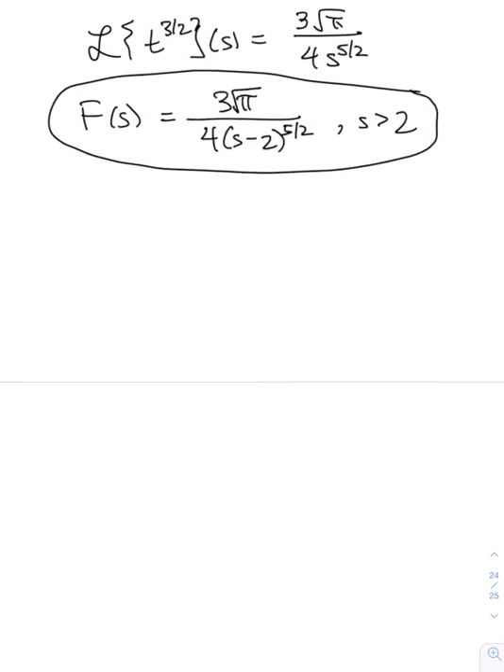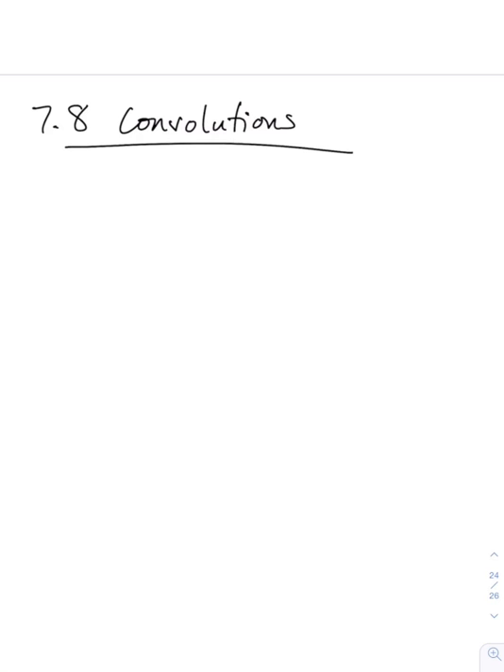Okay, so now 7-8. 7-8 is about convolutions. Convolution is an operation that you do on two functions. Addition, for example, is an operation you do on two numbers. Take two numbers, you apply the operation of addition, and you get a new number. So with convolution, you take two functions, and you apply this operation of convolution to get a new function.